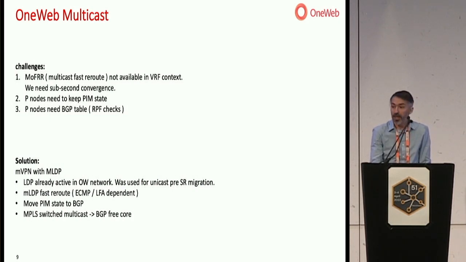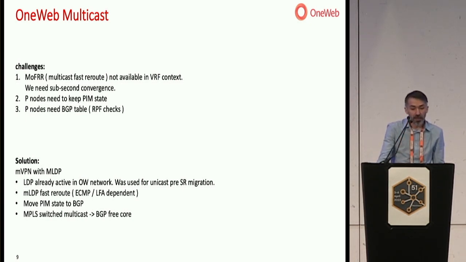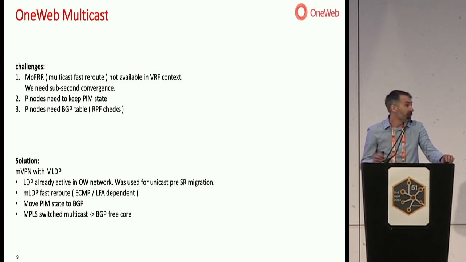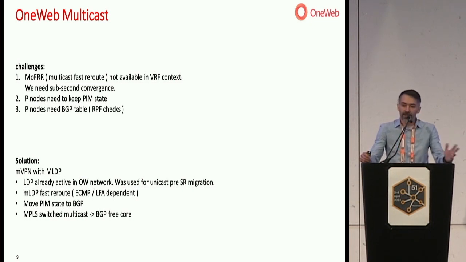Okay, so our multicast, as I mentioned, was part of the global routing table, and the whole point of mVPN is to migrate that traffic from the global routing table to a VRF or a routing instance. And why did we need to do that? There were a couple of challenges. We need sub-second convergence in the network. We are trying to get away from the state on the P nodes. And of course, we wanted the P nodes to be BGP free for various reasons.